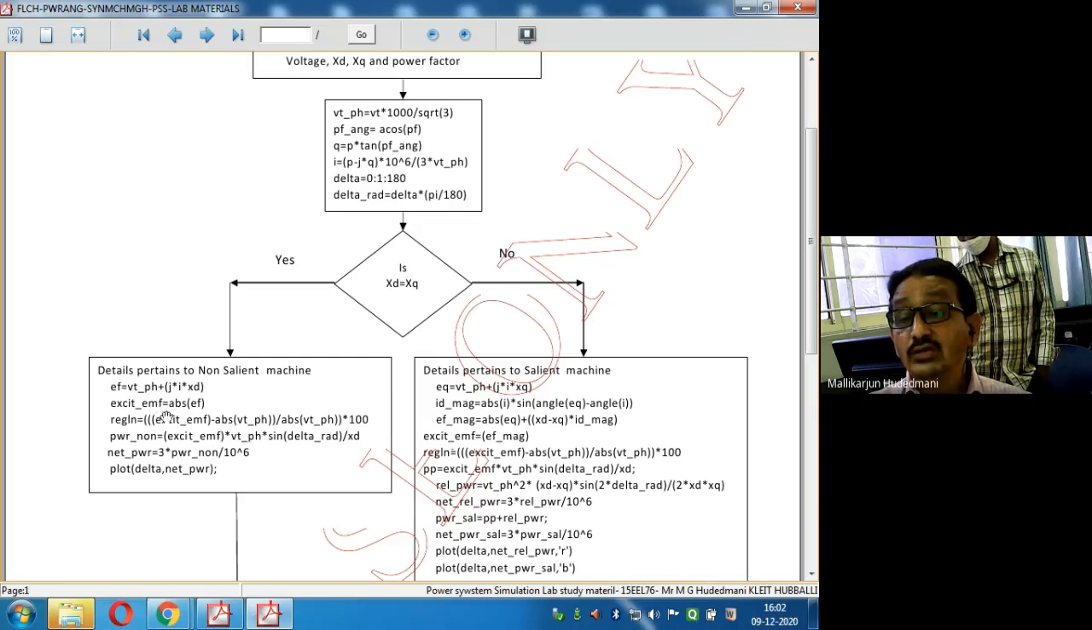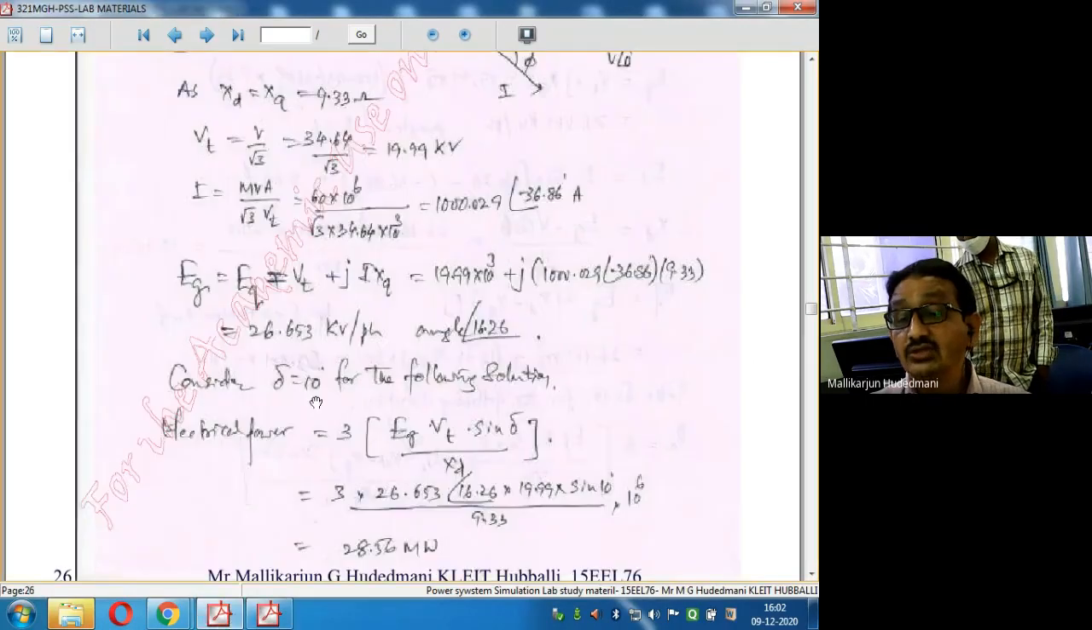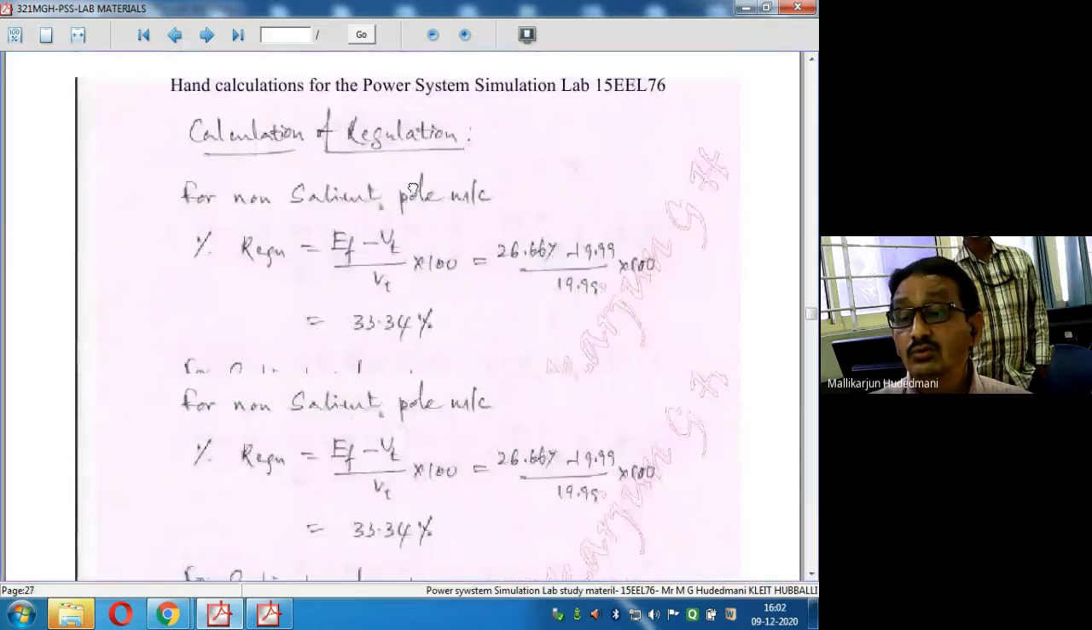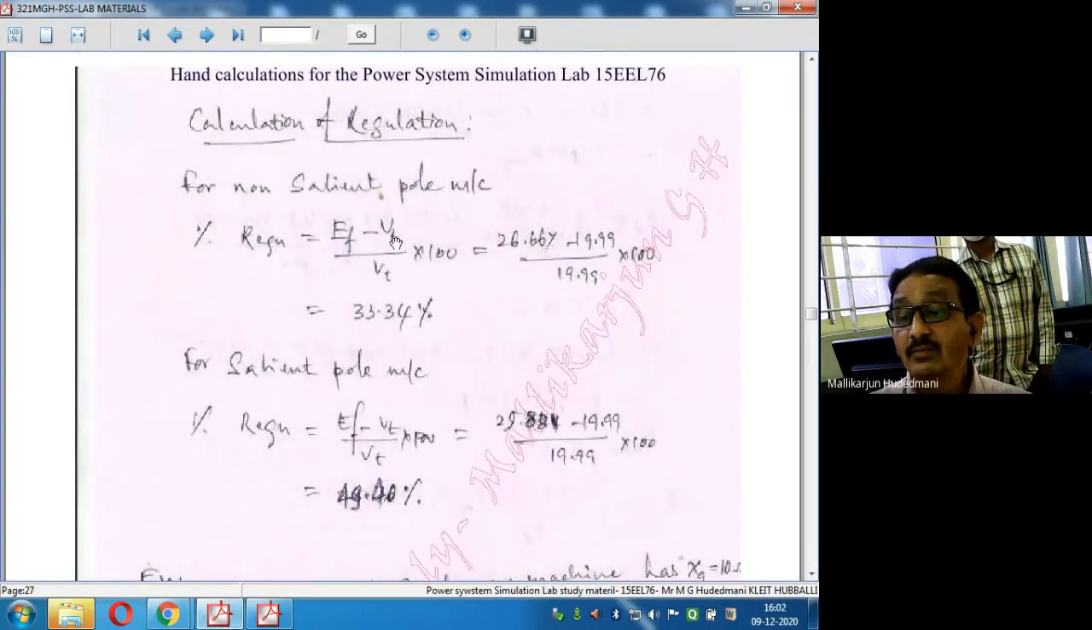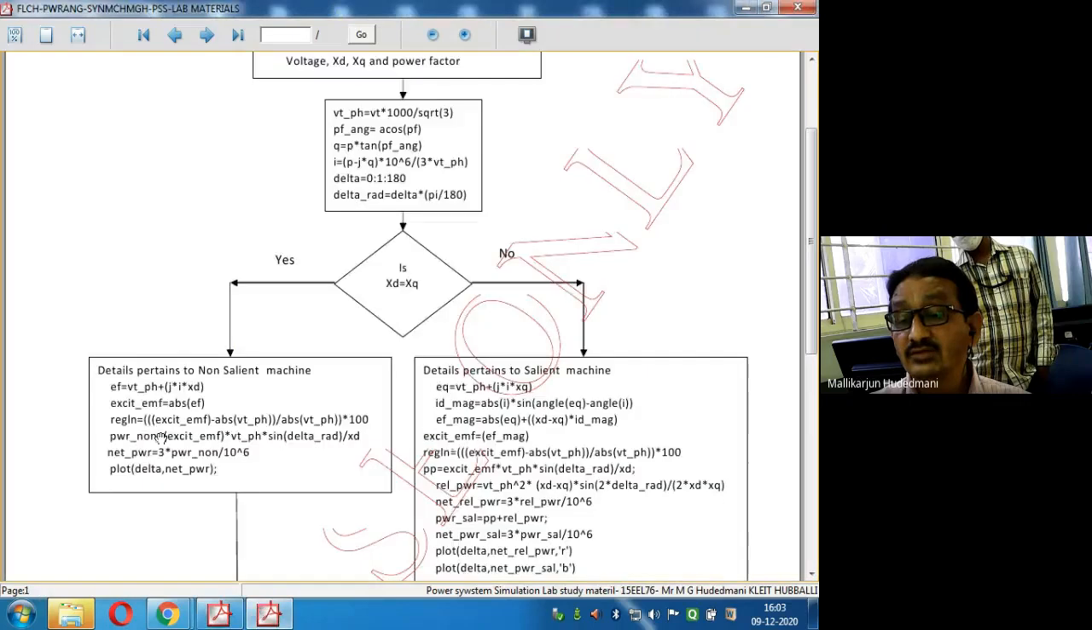Now, once I know the excitation EMF, how do I define the regulation? Voltage regulation was defined as EF minus Vt divided by Vt. In the hand calculation, I will take you and show. What was my regulation? EF minus Vt divided by Vt: excitation EMF minus voltage per phase, divided by voltage per phase. The same thing is being done.